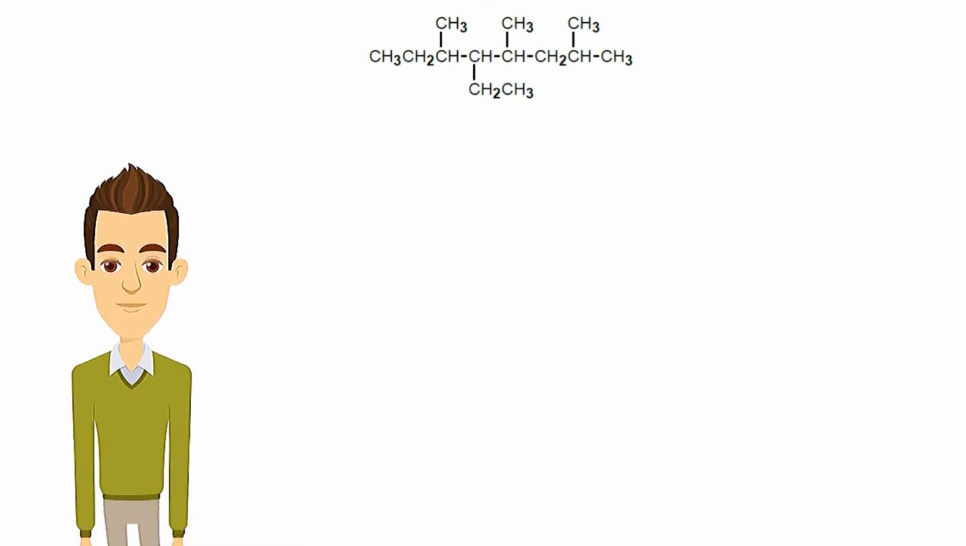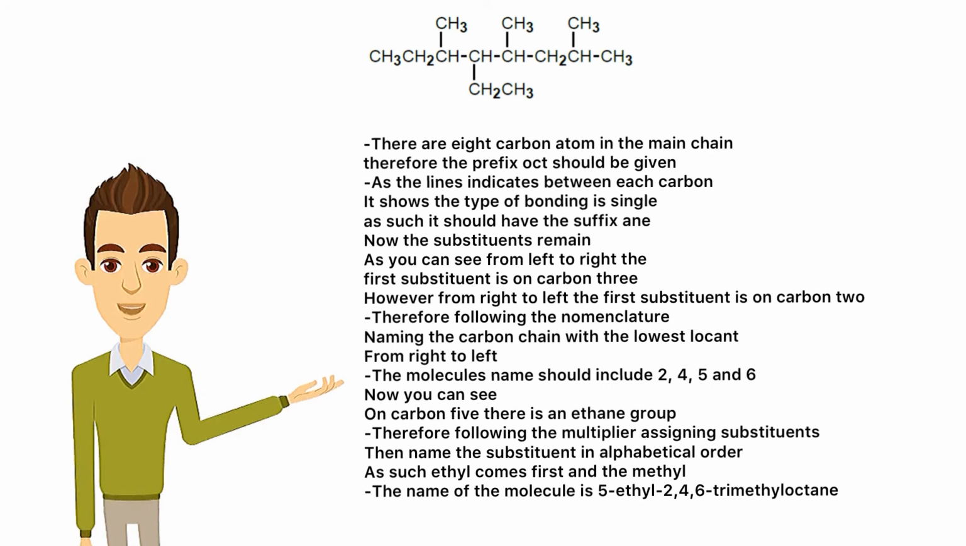Here is another example of a hydrocarbon molecule. Go ahead and pause the video and give it a try. There are 8 carbon atoms in the main chain. Therefore the prefix oct should be given. As the lines between each carbon indicate, the type of bonding is single. As such it should have the suffix -ane.